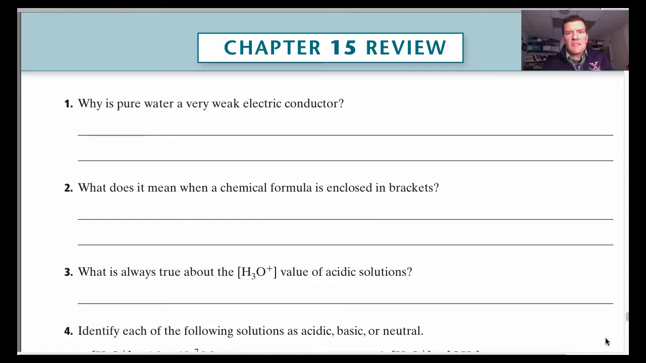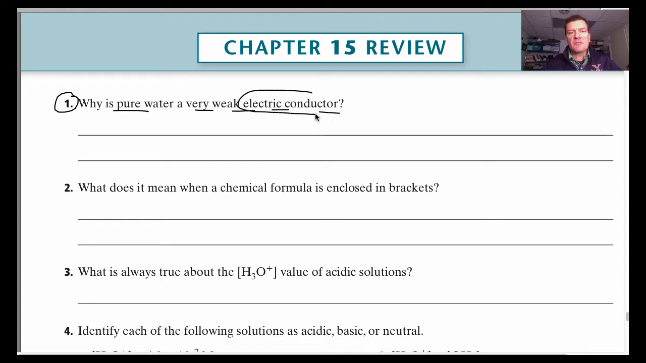All right, chemistry class, let's look at the chapter 15 review questions. We're going to go through these together so you can better understand some of the concepts and maybe some of the calculations that you need to do in chapter 15. Remember, we're talking about acids and bases. Okay? Number 1 says, why is pure water a very weak electric conductor?